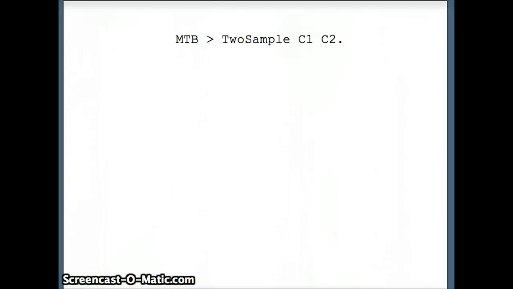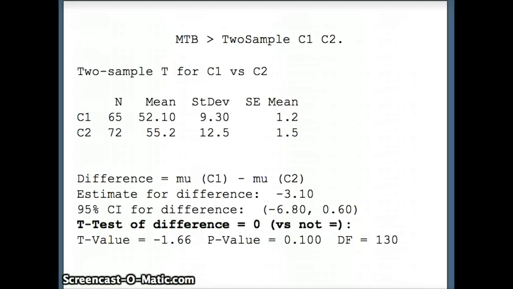The command we use on MINITAB to do a two-sample t-test is two-sample. So we're going to say two-sample C1, C2. If there is no subcommand, it assumes it's a two-tailed test. If you have a one-tailed test, you must put in a subcommand, and we'll discuss that later. But this is a two-tailed test, so no subcommand is needed. And here are the results that we get. Notice it says t-test of difference equals 0. So again, mu1 minus mu2 equals 0, or mu1 equals mu2, versus not equal. So again, this tells us it's a two-tailed test here.